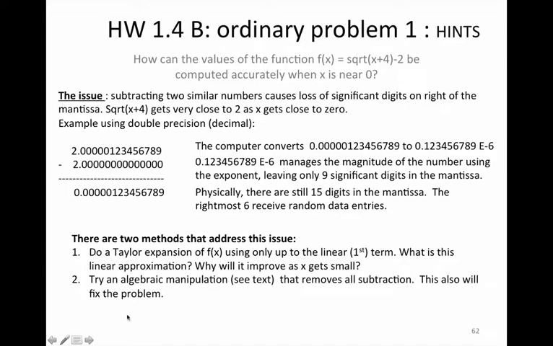In your book also, there was a second way, and that is to use an algebraic manipulation that removes all subtraction, and that will fix the problem too. So how can you manipulate this formula algebraically so that you don't do any subtraction at all? So one of those two methods is sufficient. You don't need to do both. Okay, so now let's move on to the next problem.